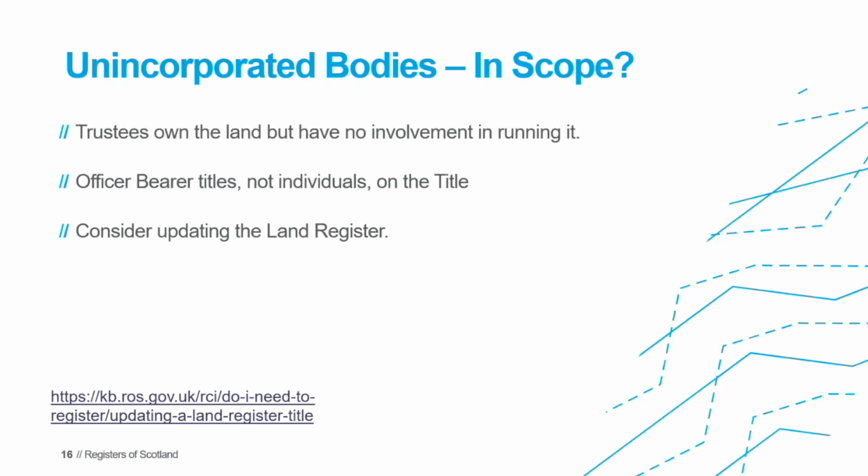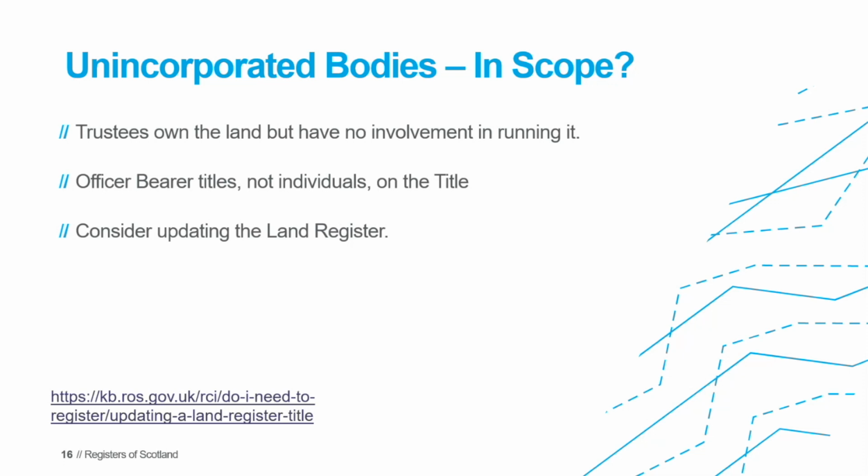When it comes to unincorporated bodies, there are two main reasons why you might be in scope. In one scenario, this could be when the trustees are listed as owners or tenants of the land, but actually have no day-to-day responsibility within the unincorporated body structure, which is managed by a separate committee. Another scenario would be that the title sheet lists office bearer titles rather than specific names. This would trigger Regulation 23A, which I'm going to talk about on my next slide.